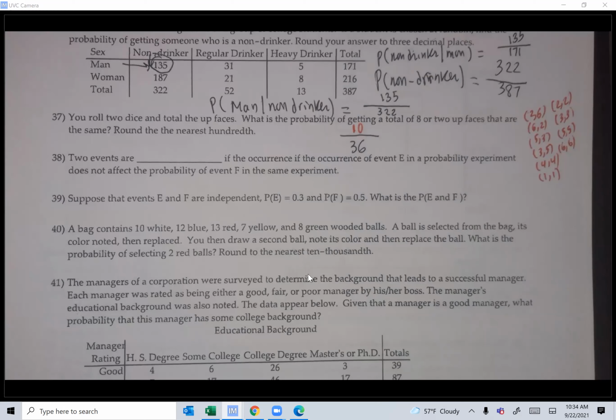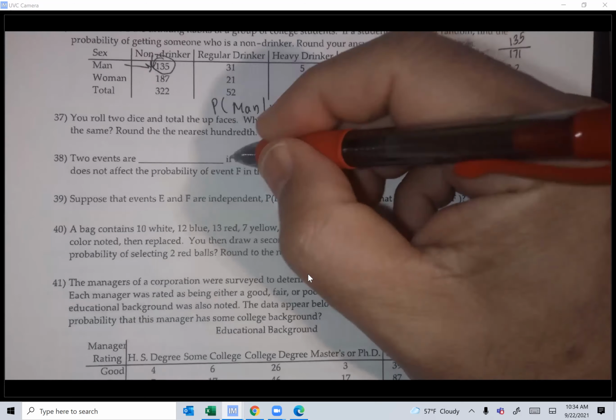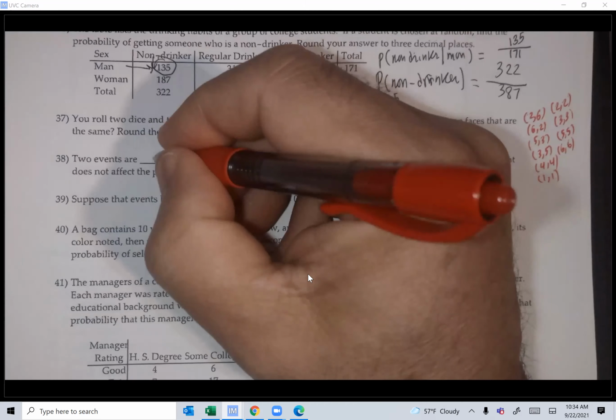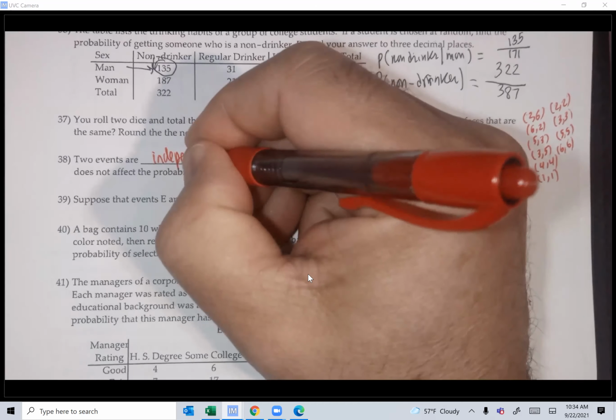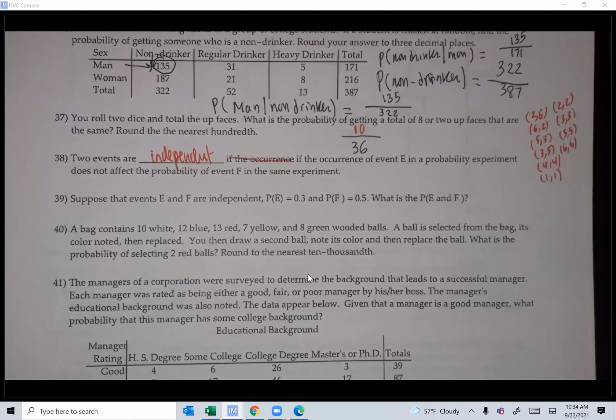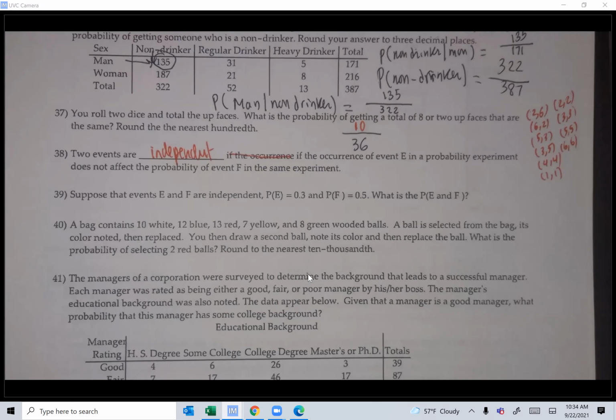I repeated this twice. 2 events are independent if the occurrence of one event does not affect the occurrence of the second event. That's what independent events are. 2 events are mutually exclusive, guys, if they cannot happen at the same time. So that's the difference between independent and mutually exclusive.